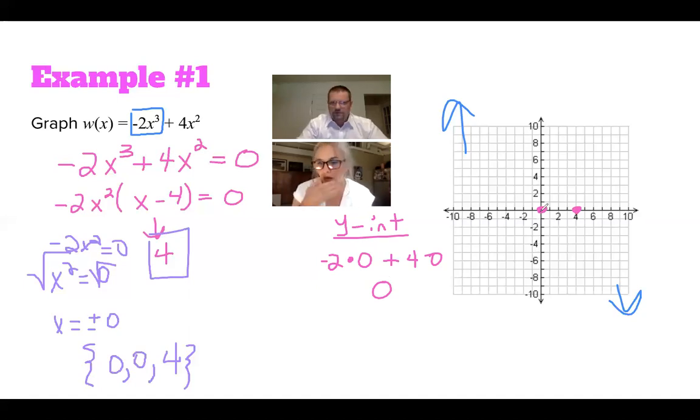I already had that point. So actually, the y-intercept and the x-intercept are the same in this problem, which is probably not the best problem I've ever done in my life, but that's okay.